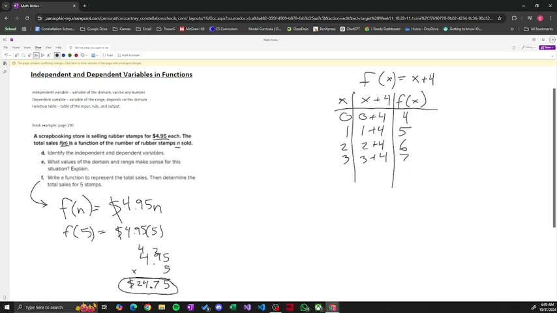Now part E and D. Part E, what values of the domain and range make sense for the situation? And part D, identify the independent and dependent variables. The independent variable is going to be the variable of the domain, and this can be any number. In this case, we're talking about stamps. So the variable in the domain is n, and n is the number of rubber stamps sold. So our independent variable is going to be n, the number of rubber stamps sold.